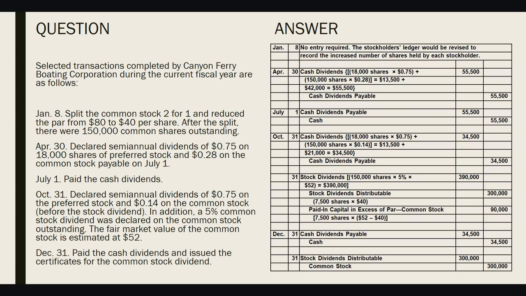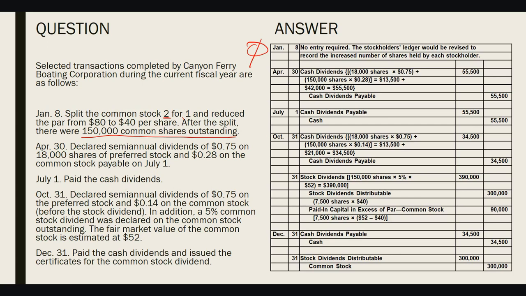So here we have selected transactions to pretty much sum up many of the transactions that we've talked about in this lesson. And so the first one is that we did a stock split, a 2-for-1, which reduced the par from $80 to $40. That's because we divided by 2. And then after the stock split, there were 150,000 common shares outstanding. Now, we do need to remember that for later on. We do not record an entry. So remember that we do not record a journal entry for stock splits.